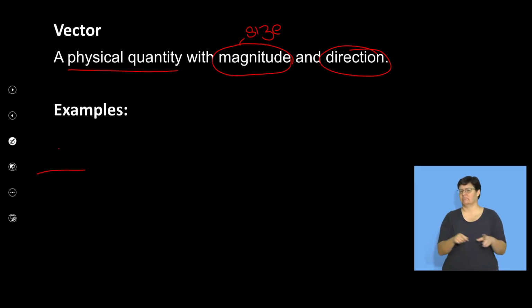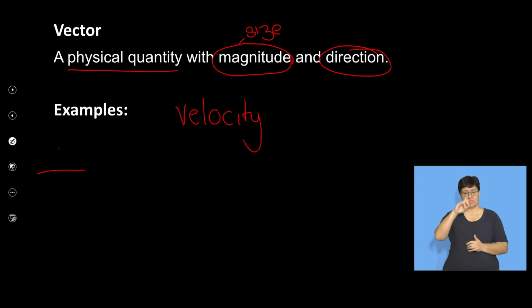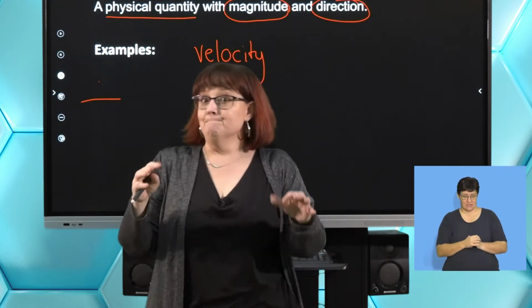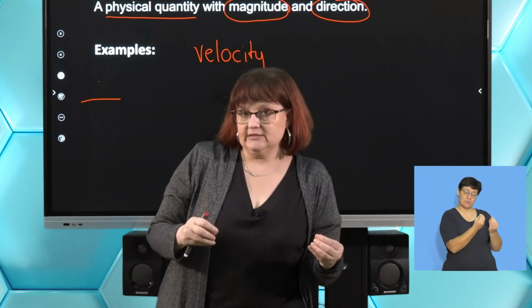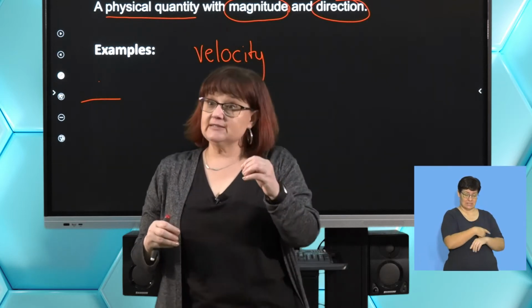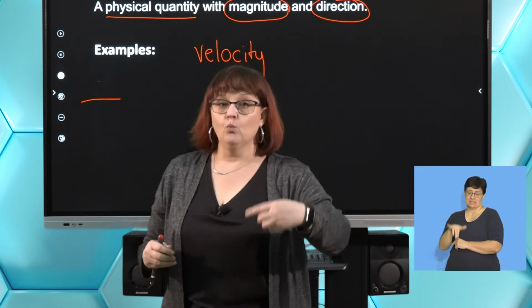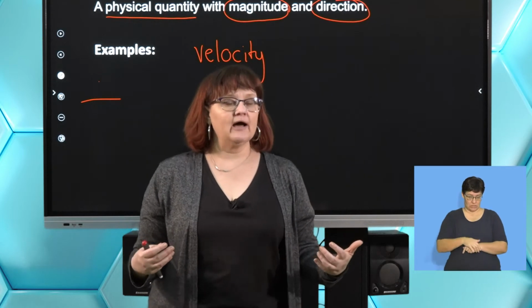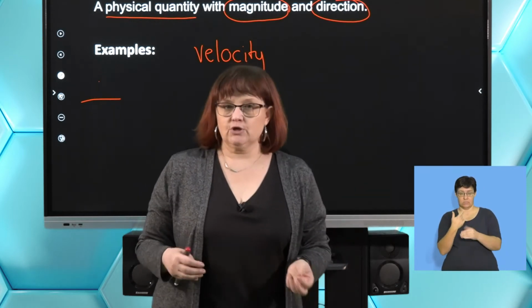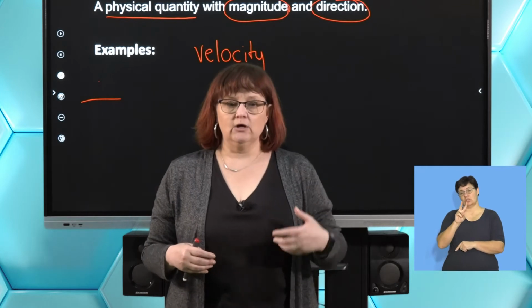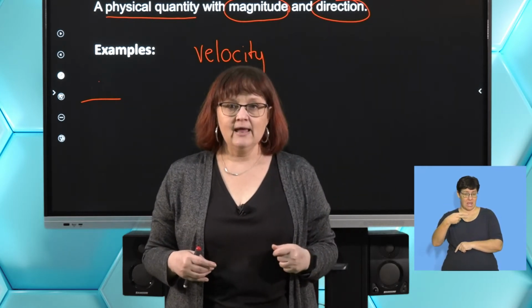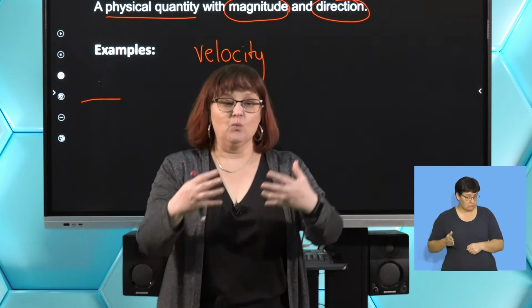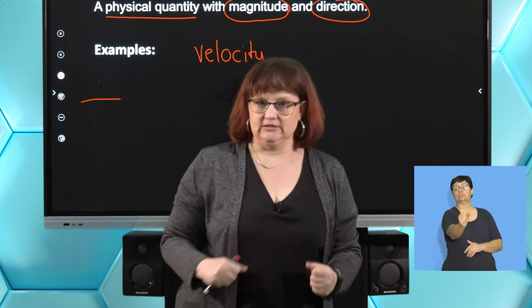Things like velocity. Now, velocity is very similar to speed, and it's possible for an object to have the same magnitude of speed as velocity, but with velocity, I need to know which direction it went in. So if I'm going to describe the velocity of a car on the highway, I would say the car's going at 100 kilometers per hour north. Okay? I have to tell you where it's going. I have to tell you where it's heading. What direction is it going in?